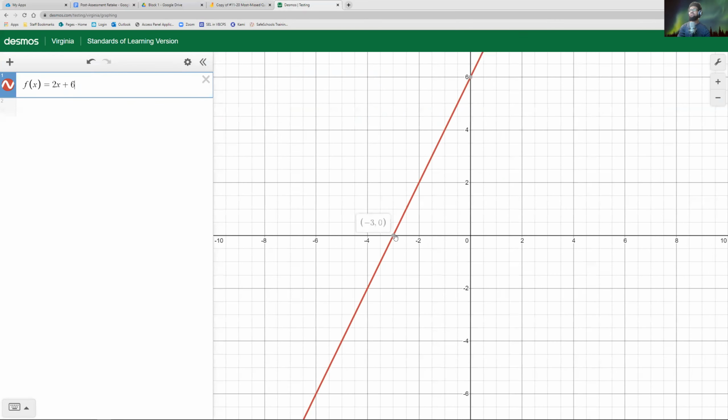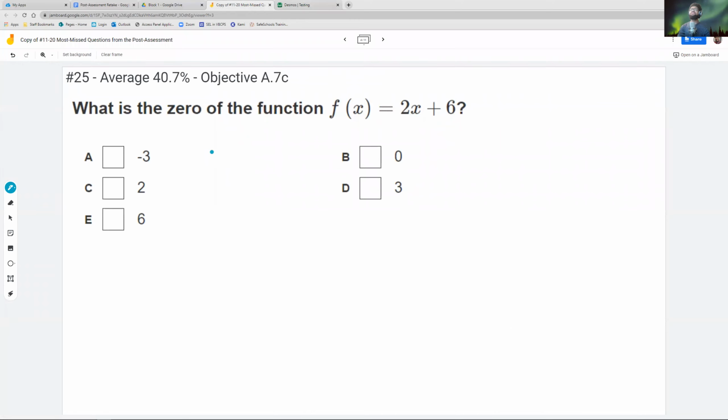And this thing is crossing, my x-intercept is where it crosses the x-axis. It's going to be right here at -3. And so that is going to be the 0 of this function a, all right? This is what I wanted you all to see what it looks like in Desmos in the graph so you all get familiar with that.